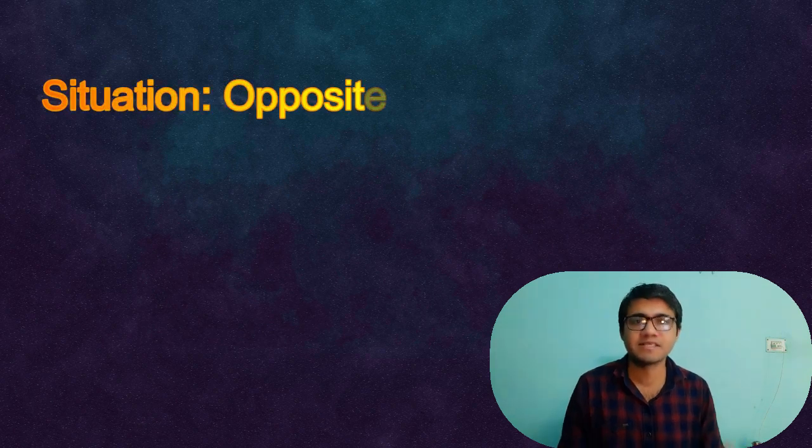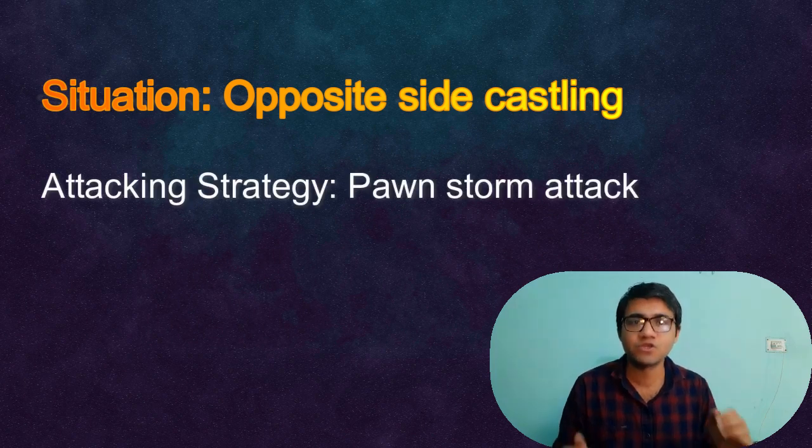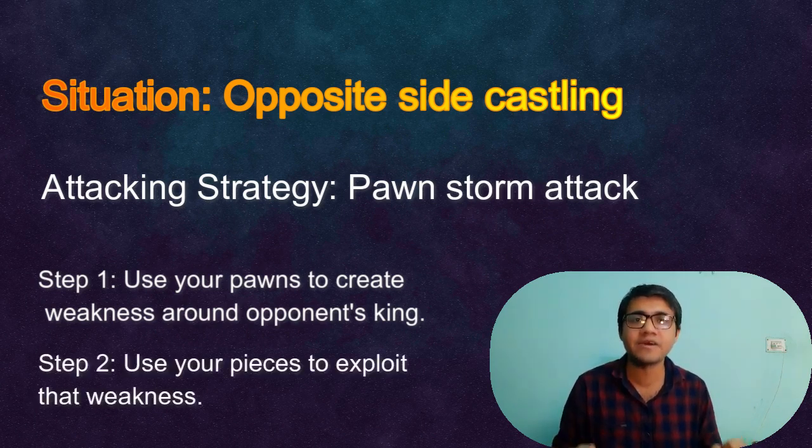Let me summarize this lesson quickly. If your opponent castles on the opposite side, then the powerful strategy to attack your opponent is the pawn storm attack. You start pushing your pawns toward the opponent's king. Your goal is to create weakness around the opponent's king. Once your pawns have created some weakness around the king, then you take your pieces and try to exploit that weakness. This pawn storm attack strategy is very powerful.